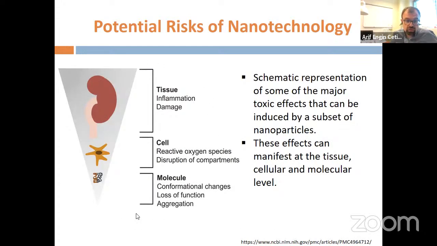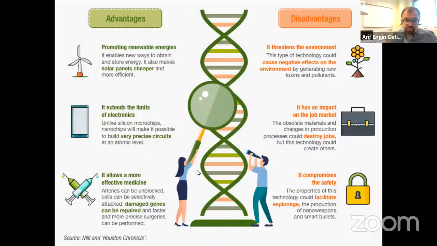So when you look at the human body, this schematic shows you some of the major toxic effects that can be induced by nanoparticles. These effects can be categorized as damage to tissues, cells, and even the molecular scale.